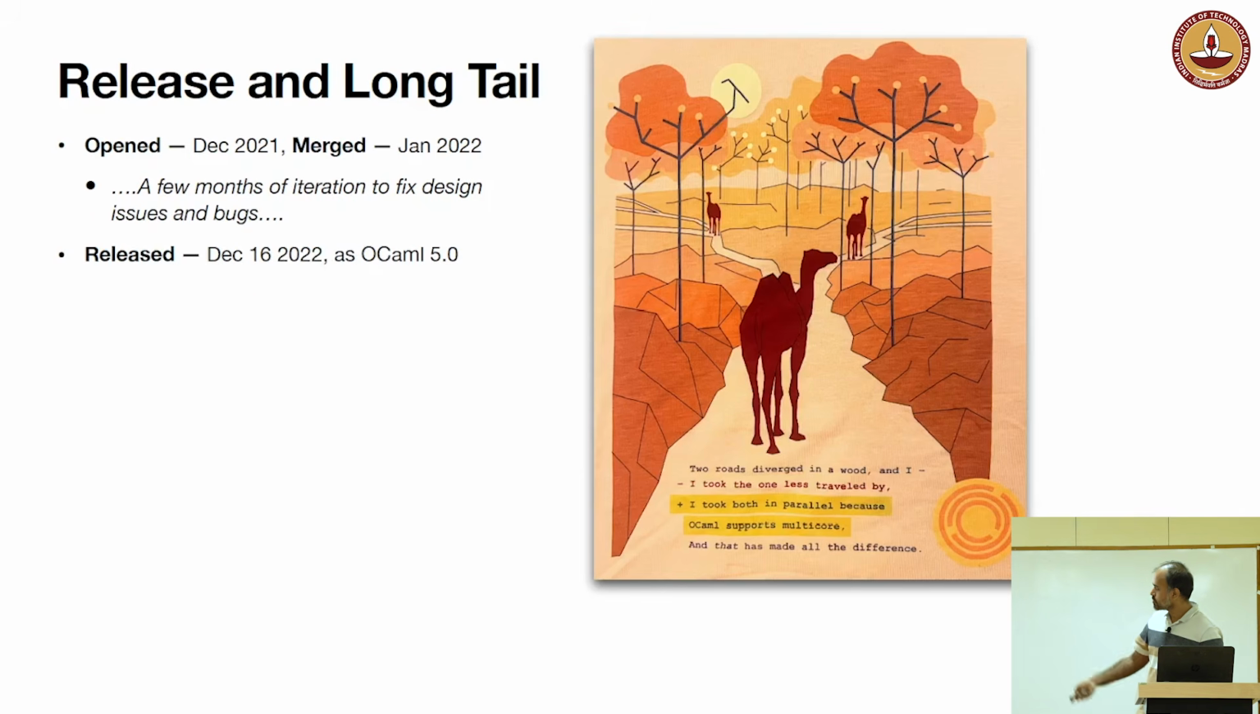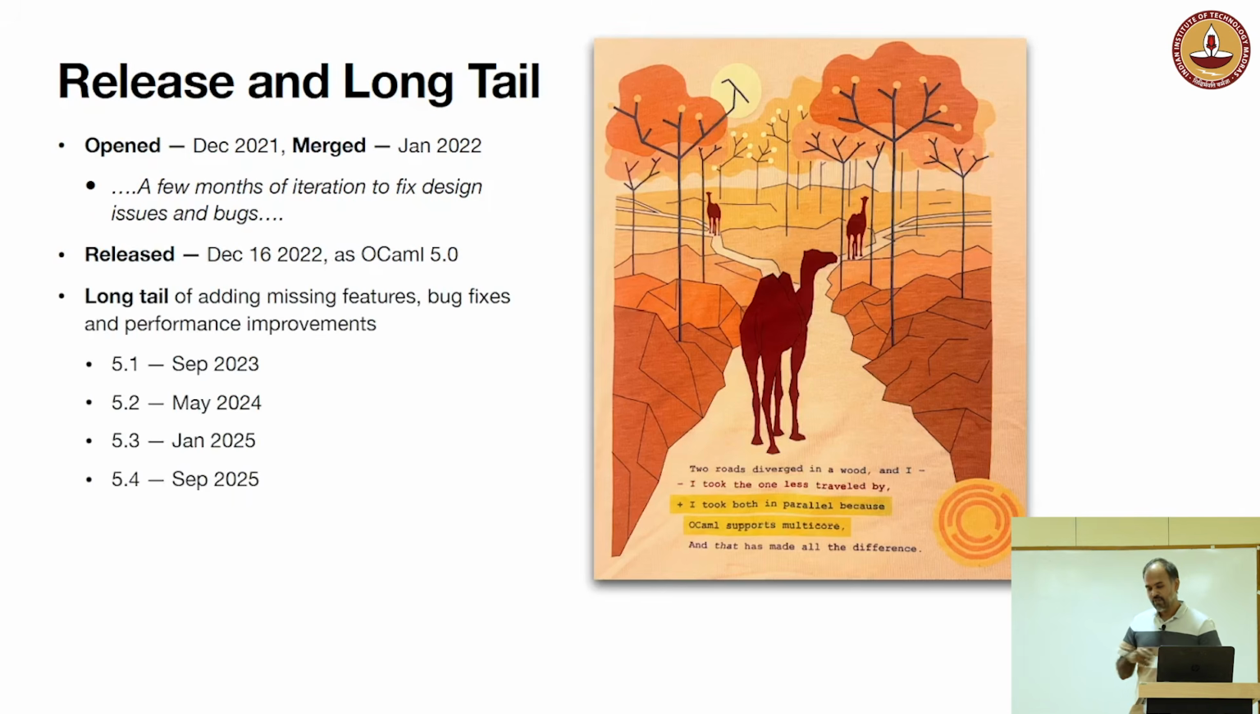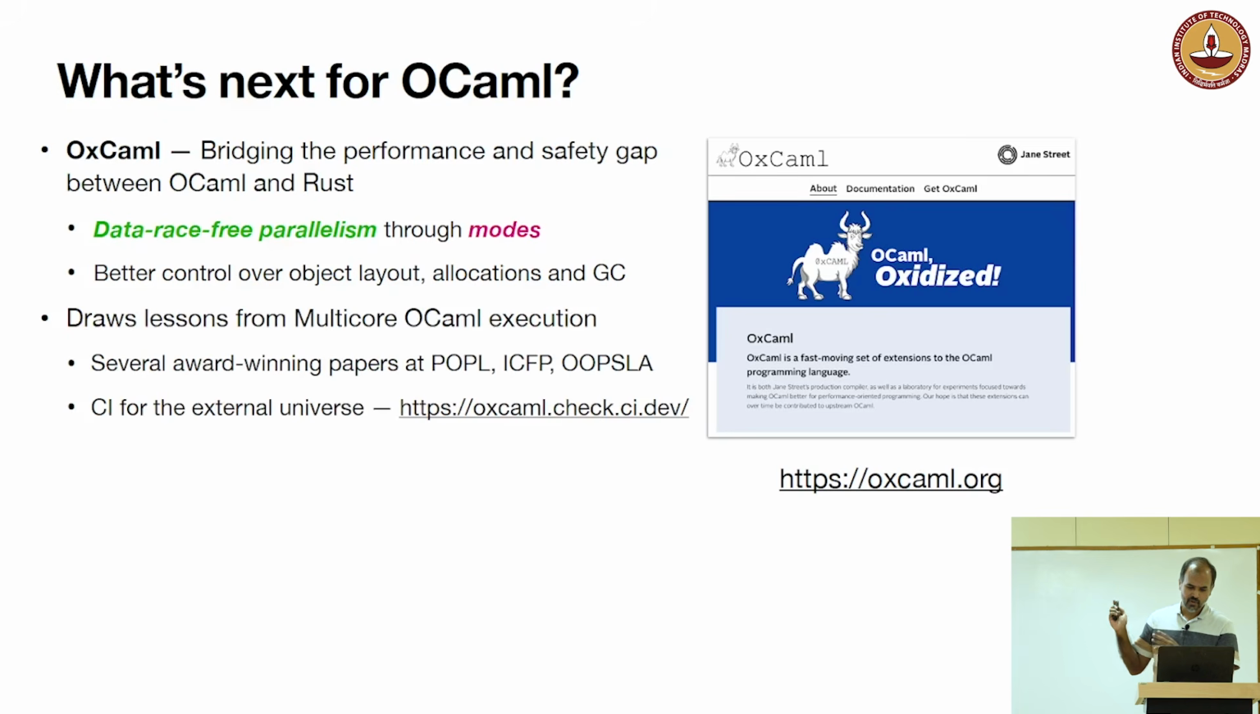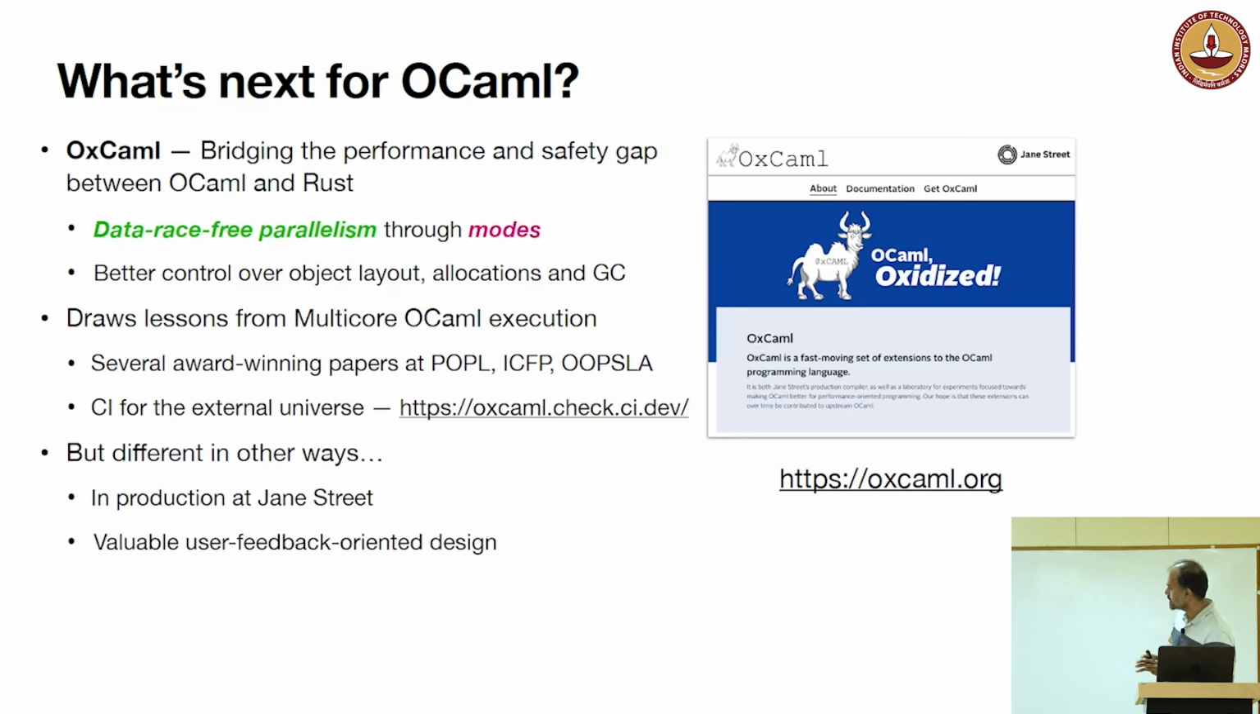Yeah, actually OCaml 5.0 was released, but when you say released, it's not done. It's like asymptotically tending towards completion. There is always more work to do. We've been slowly working on fixing the last couple of features. So the next thing that we've been working on is something called OCaml, which is to bridge this gap between OCaml and Rust, right?